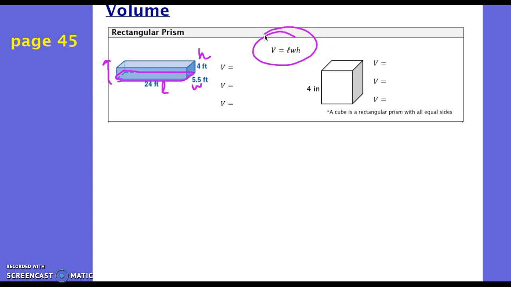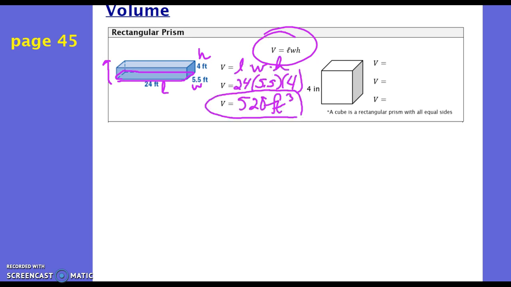So if we take the length times the width and times it by the height, we can find the volume of any rectangular prism. So go ahead and try this problem that's on page 45 on the very top and see if you can find the volume of that rectangular prism. Hit pause and then hit play when you are ready. Okay, so if you took the length times the width times the height, you would have taken 24 times 5.5 times 4, and that gives you 528 cubic feet.